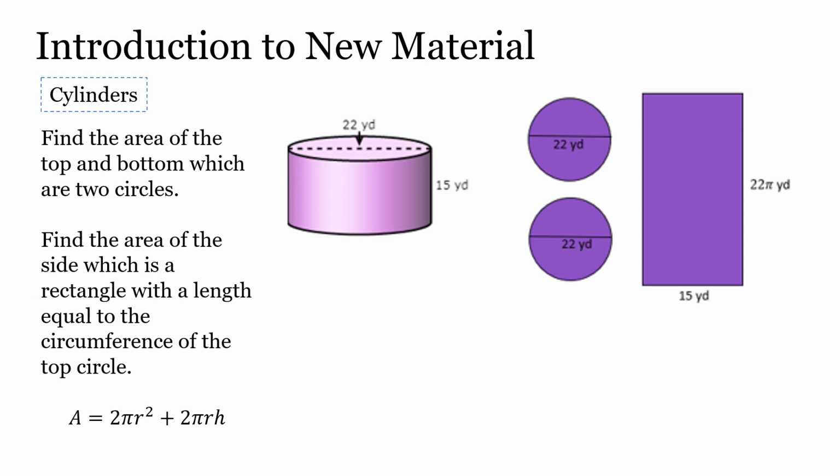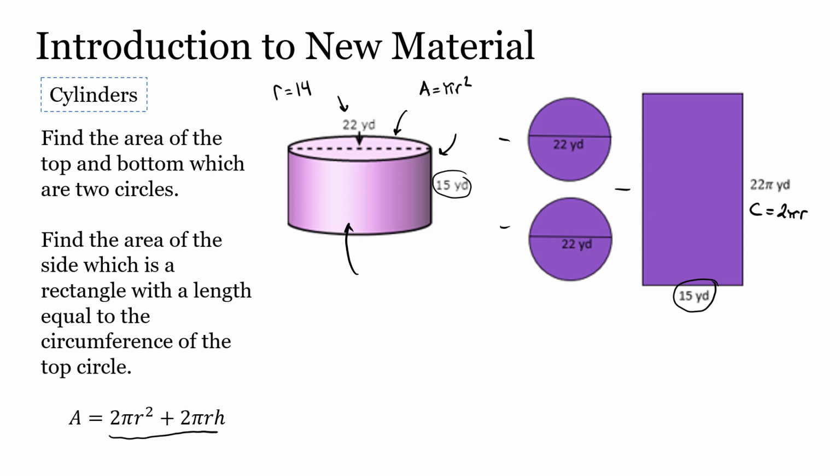Cylinders are kind of like prisms, except they've got a curved surface. The area of a circle, because the top is a circle and the bottom is a circle, is just pi r squared. The side is a rectangle, and one side of the rectangle is the height of the cylinder, 15. The other is the circumference, which is 2 pi r. Now remember, this is giving us the diameter, so r is half of that, so r is 14.